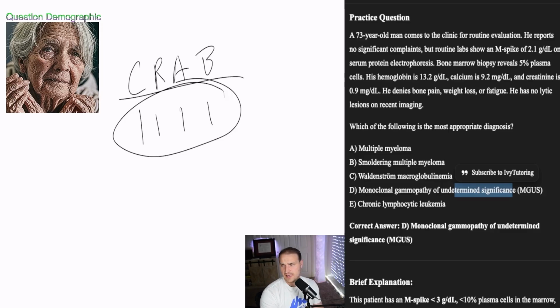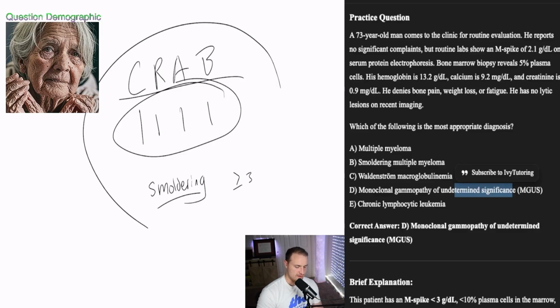And this condition is benign, but it can progress later on to a myeloma. It's about like 1% per year. There are some other answers like smoldering. And I'd say, okay, what's smoldering myeloma? That's an M spike that's greater than 3 grams per deciliter or greater than 10% plasma cells. And there you would have your CRAB findings, right? So it's all about that hypercalcemia, renal failure, anemia, and the bone lesion stuff.